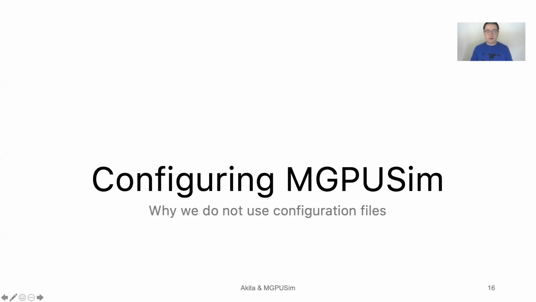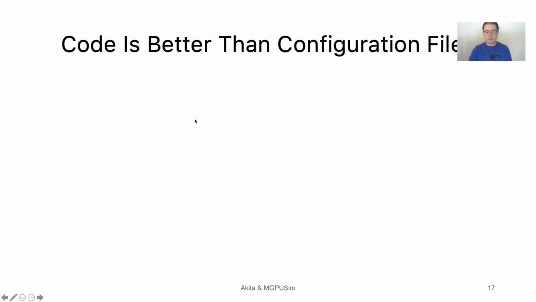In this video, I'm going to talk about how we configure MGPUSim, and especially I want to discuss why we do not use a configuration file. We discussed why code is better than a configuration file. Typically we use a configuration file for configuring a simulator and configuring what hardware we're simulating.